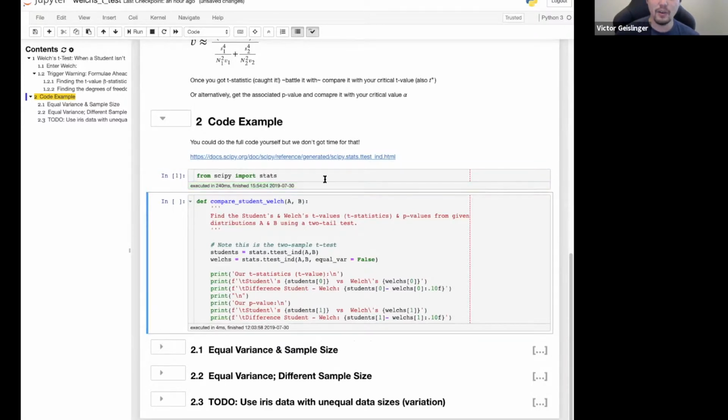Okay. So one thing I'm going to show is SciPy. Note that it has a built-in t-test. It actually uses Welch's test subtly. Basically, it says, all right, when equal variance is false, it will use a Welch's test by definition.